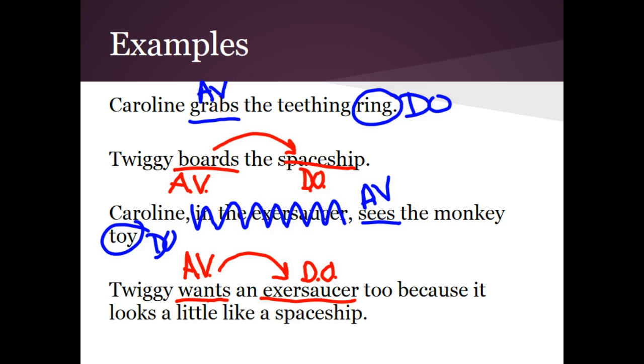Twiggy has clauses too, but you should not confuse those clauses with sentence clauses.